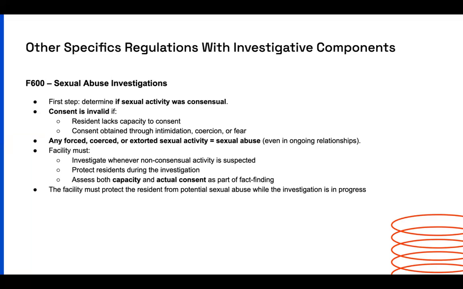So there are other regulations that have some investigative components, and F600 is one of the big ones, and it specifically talks about sexual abuse investigations. And the very first step in that is to determine if sexual activity was consensual. Consent is invalid if the resident lacks capacity to consent. Consent obtained through intimidation, coercion, or fear also makes consent invalid. So the facility has to investigate whether non-consensual activity is suspected and protect residents during that investigation. And then they have to assess both the capacity and the actual consent as part of fact finding.